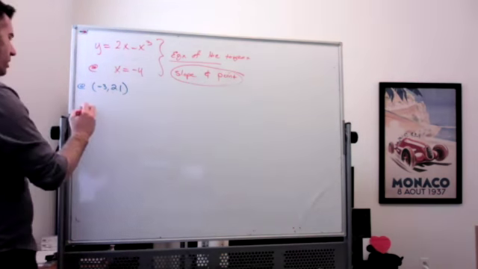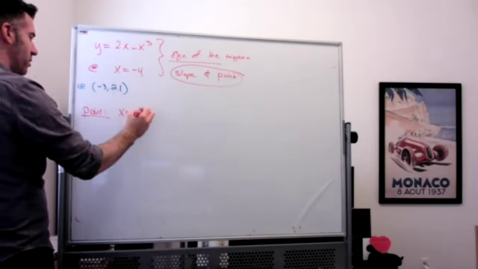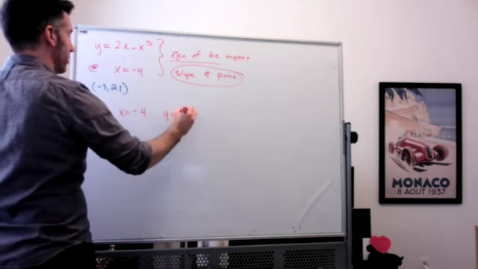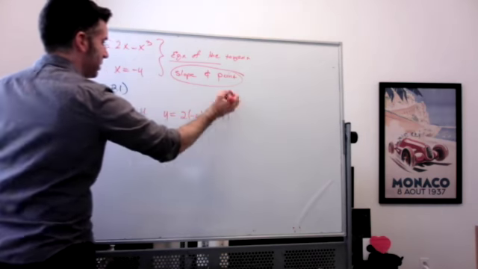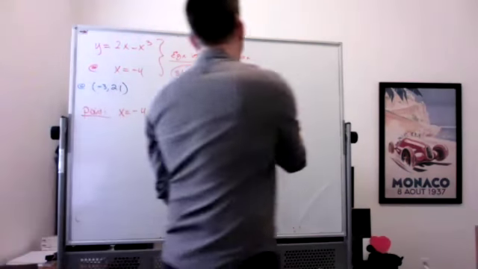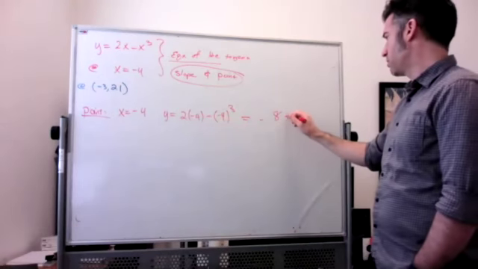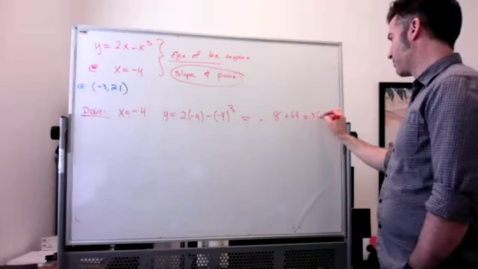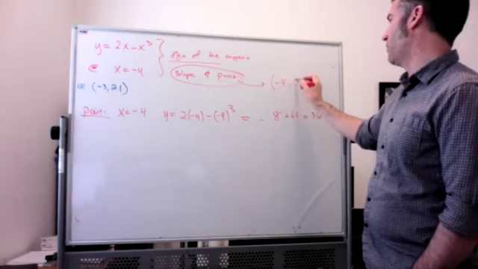So to find the point, well, we know that x equals -4. We're going to plug in -4 to find the y value. So y is going to equal 2 times -4 minus -4 cubed, which is going to be -8 minus -64. And -8 plus 64 is 56. So our point is going to be -4, 56.